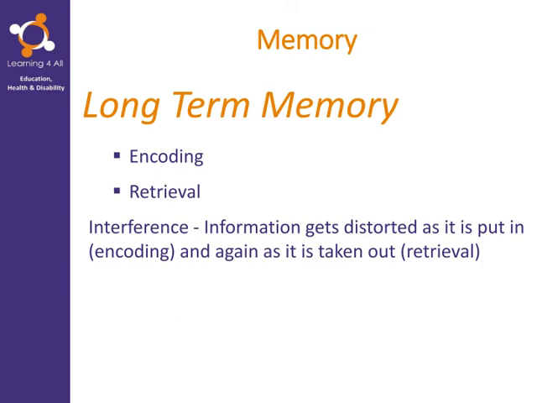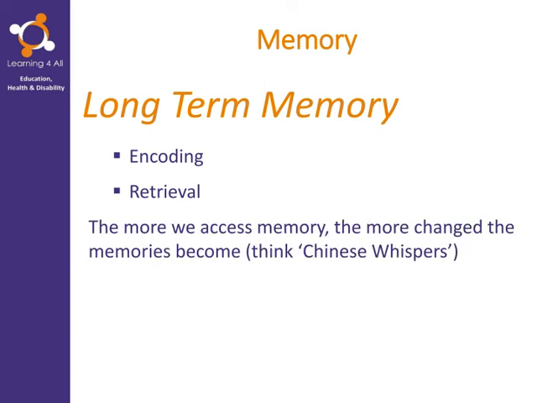The more we access a memory, the more changes happen to the memory. So that old game, now these days it's called the telephone game, where one person sits on one end and says something and it just gets changed and changed and changed. The more people are involved, the more the message gets changed. That's the same with the memory. So the more we access a memory, the more changes the memory has. If we don't access a memory very often, then it gets degraded.